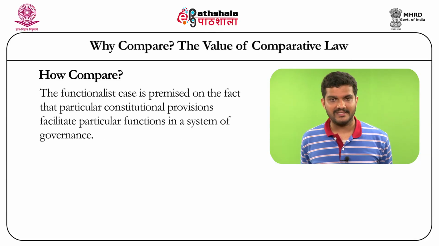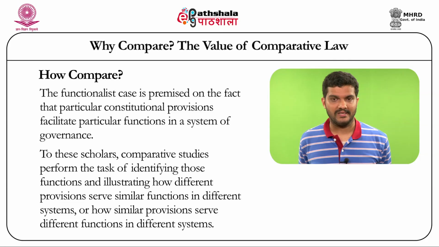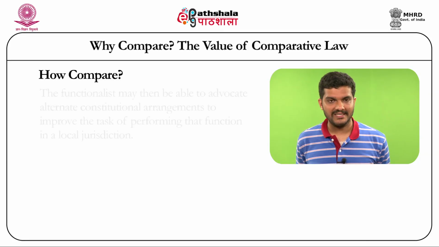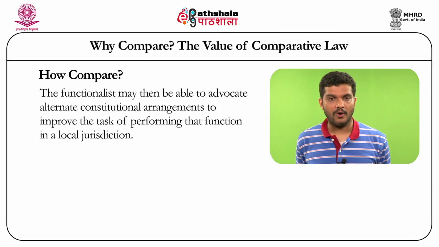The functionalist case is premised on the fact that particular constitutional provisions facilitate particular functions in a system of governance. To these scholars, comparative studies perform the task of identifying those functions and illustrating how different provisions serve similar functions in different systems, or put another way, how similar provisions serve different functions in different systems. The functionalist may then be able to advocate alternate constitutional arrangements to improve the task of performing that function in a local jurisdiction.